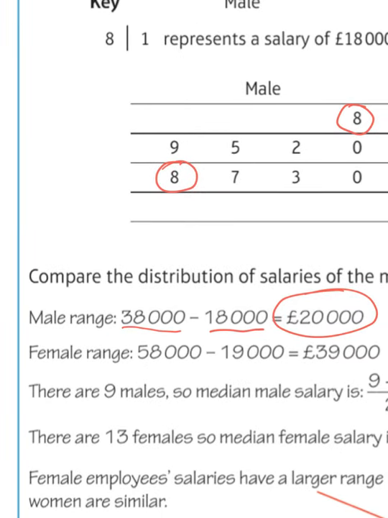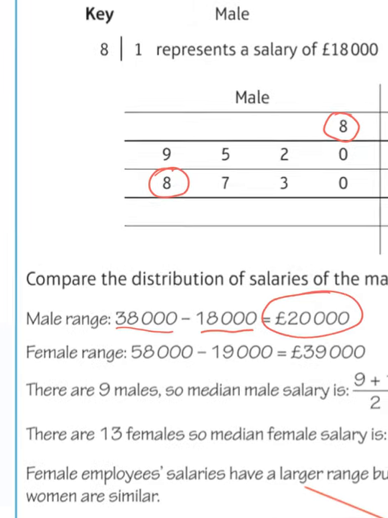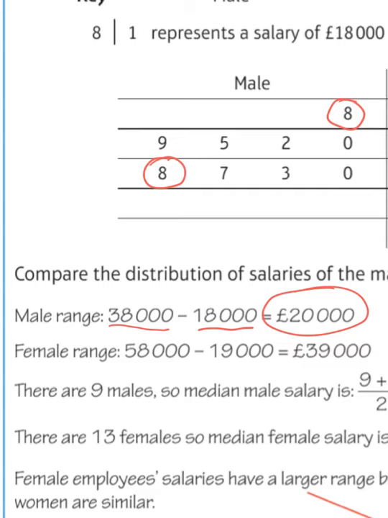Remember, to work out the range, it is the highest value minus the lowest value. So 58,000 minus 19,000, which gives us 39,000.